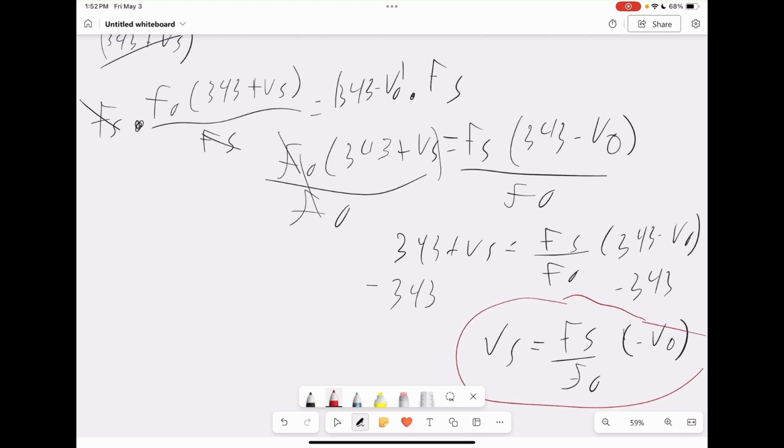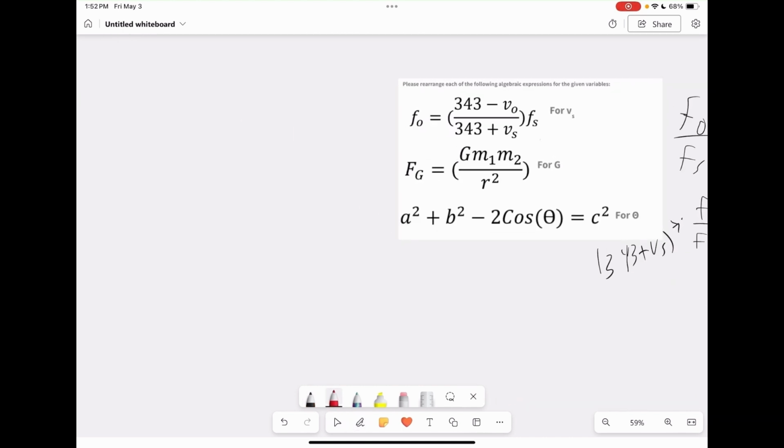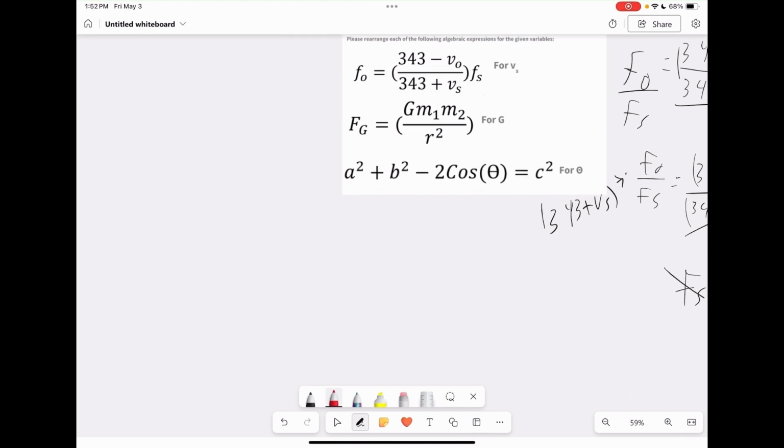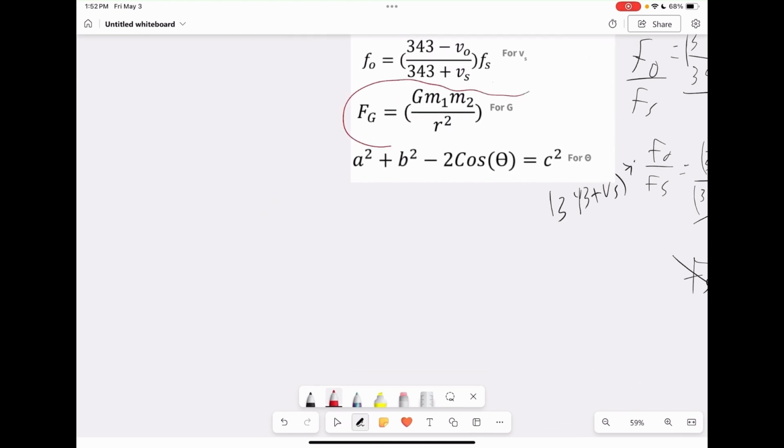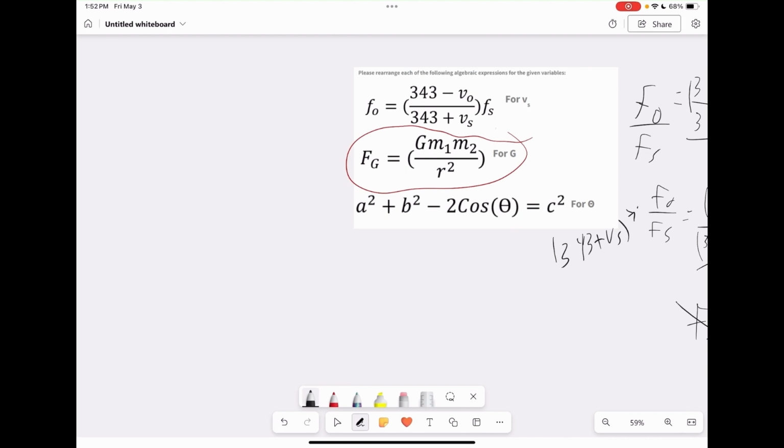And there we go. So that's the first part of algebra. Now let's solve this next expression. Fg equals Gm1m2 over r squared, for G. This is the equation for force of gravity. I meant to mention earlier, this top one is for the Doppler effect, the change in frequency of sound based on the relative velocity of the source of sound and observer. That's the top equation. This bottom one is for gravity. The very bottom one is for trig.